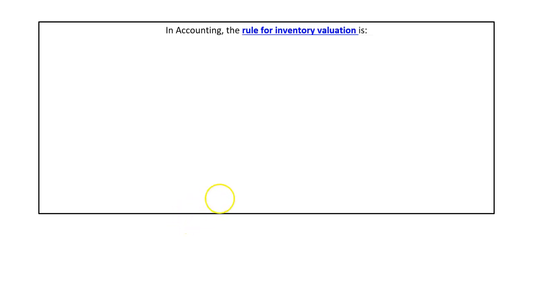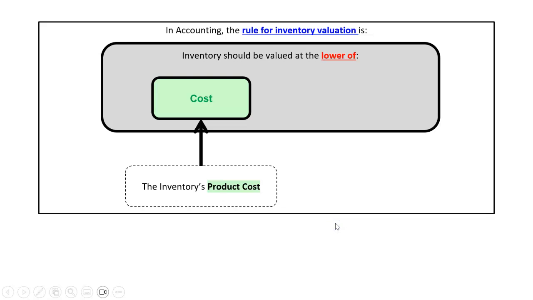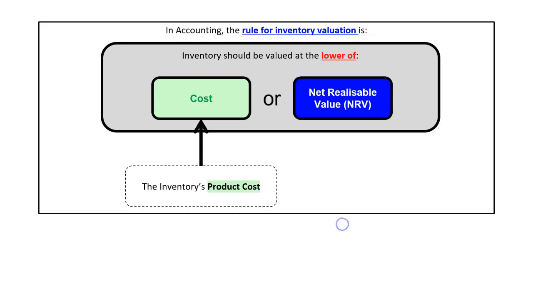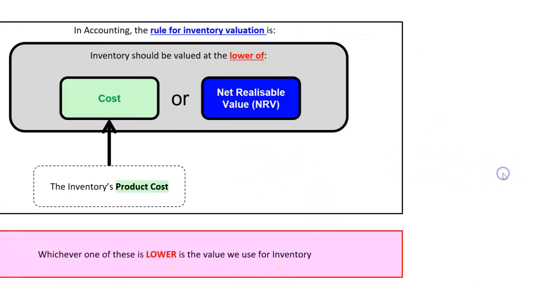So in our subject, we're going to say the rule for inventory valuation is inventory should always be valued at the lower of the cost. And when we say cost, we mean the product cost. That product cost we used in the previous topic. We'll come back to that in a second. Or the net realizable value, which is a new term that we're going to have to look at. What's the definition? Let's start with product cost, and we're going to say whichever one of these two is lower, that is the value we're going to use for inventory.